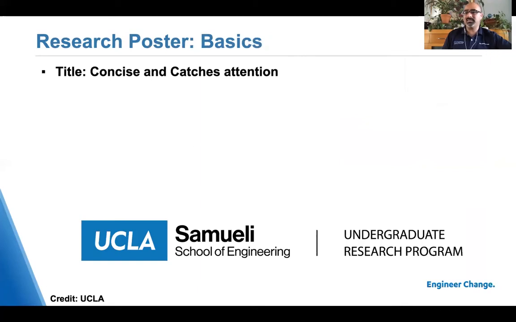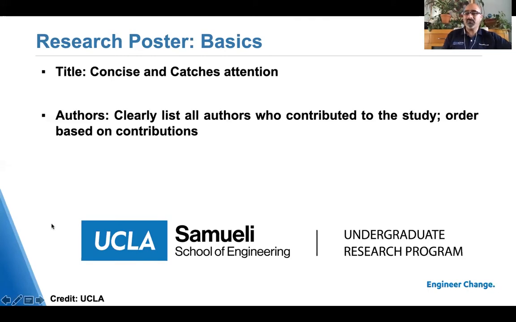Obviously, it needs to be concise and catch the attention of the reader. This is very difficult to do. I would say 90% of the titles I read are not very concise, and they don't catch the attention of the reader. So this is a huge challenge, because you're trying to get a 10-week research project wrapped up into one title, which is difficult to do. But nonetheless, you obviously have to try. You have to have a list of all the authors, everybody who contributed to the study, including your PI and your graduate student and your partners.